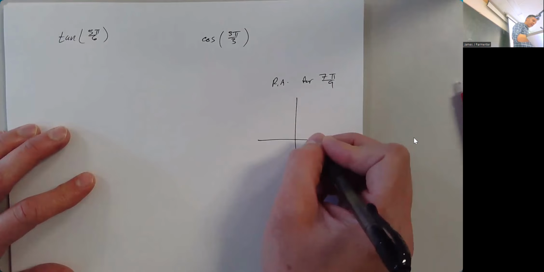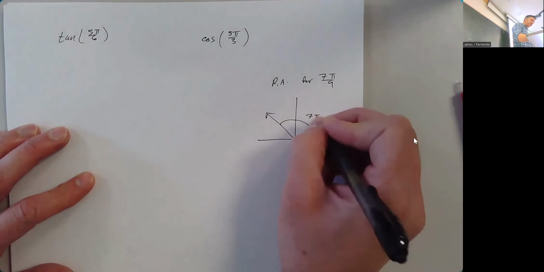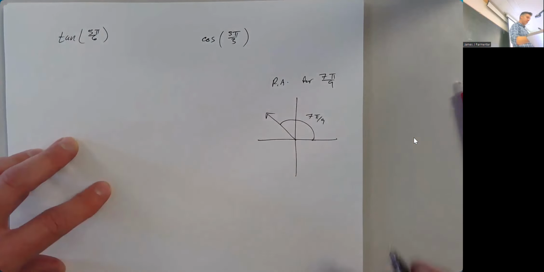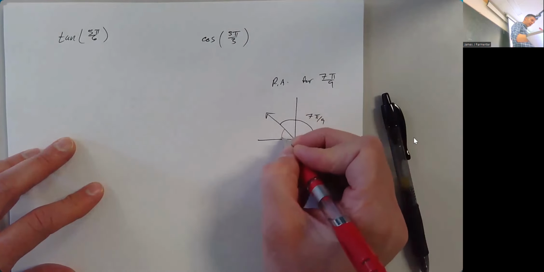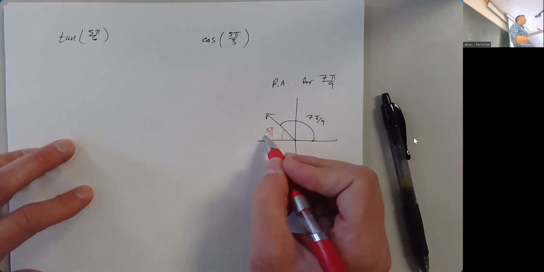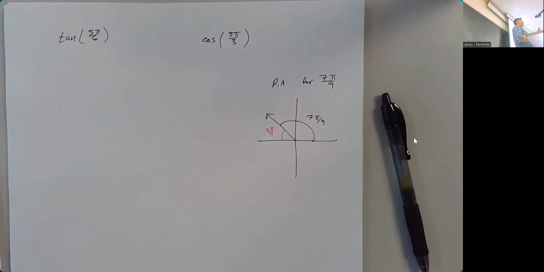If you draw 7 pi over 9, you're right over there. You didn't go a full pi. It's always really just how much more you need to get to a full pi or a full 2 pi or how much less you need. So right there, my reference angle would be 2 pi over 9, because 7 pi over 9 plus 2 pi over 9 is 9 pi over 9. So the nice angles that we usually deal with, it's really easy.